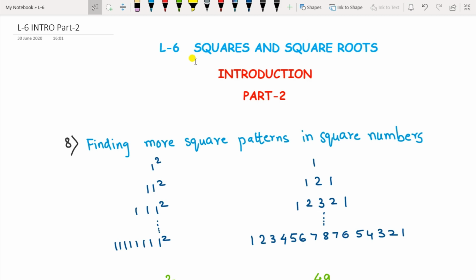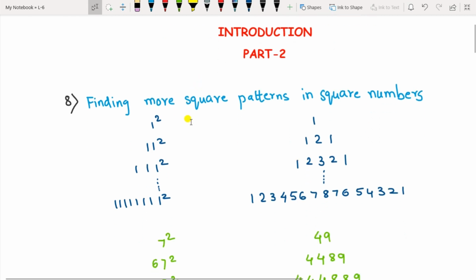This is Savita Pawar. Today we are going to see the introduction of lesson 6 part 2. The name of the lesson is squares and square roots. Till point 7, properties of the square and square roots, I have explained in introduction part 1. So from point 8 we are going to see in this part 2.